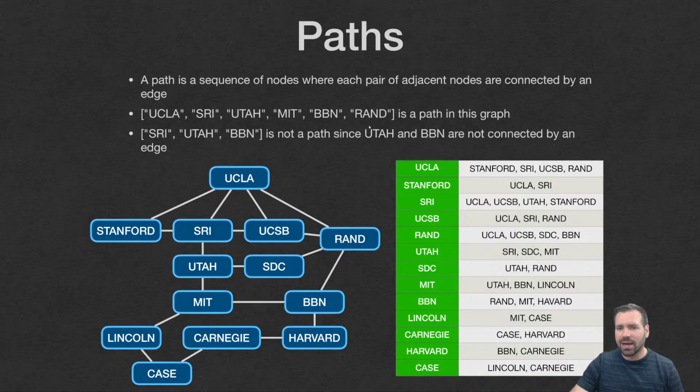So this UCLA, SRI, Utah, MIT, BBN, RAND, this is a path in this graph because I can travel across this path by following edges. So UCLA to SRI to Utah to MIT to BBN to RAND, I took an edge every single time I traveled to the next node. SRI, Utah, BBN is not a path. SRI, Utah, that's fine. Utah to BBN, there's no edge here. And just because we can go through MIT, that doesn't count. You have to be able to go from Utah to BBN directly if you're trying to define a path. You can't just jump over here.